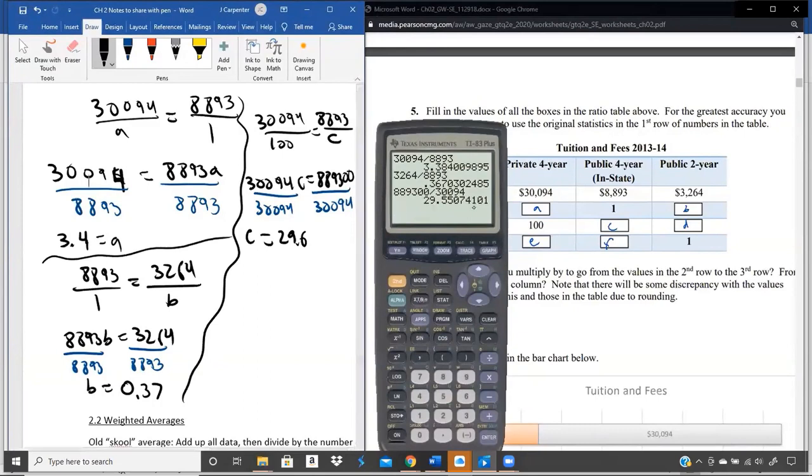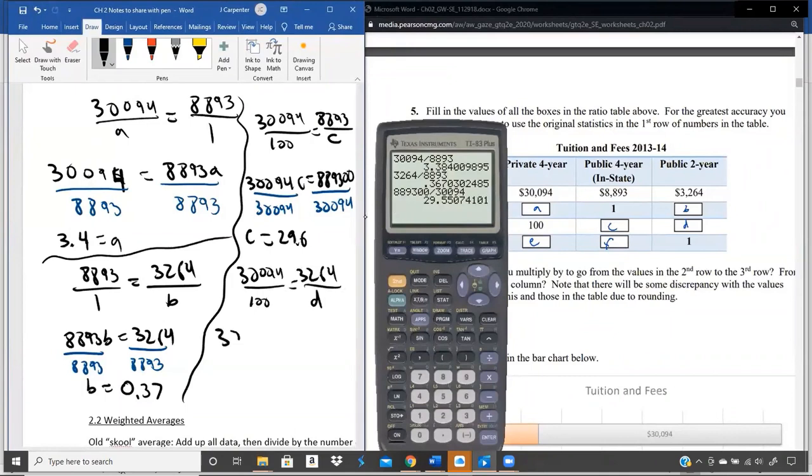D will be a similar type answer. I'm going to draw my box this way. I hope you can see that. Around the 30,000, the 3,200, the 100, and the D. Yes, I could draw it using the C and D, but then I'm borrowing a rounded number, which would give slightly different answers. So again, 30,094 over the 100 equals the 3,264 over the D.